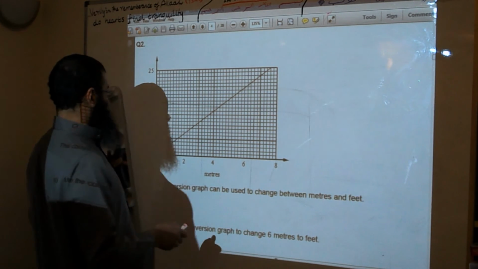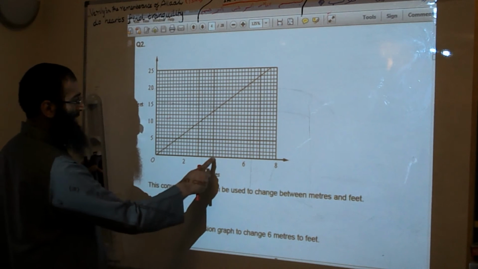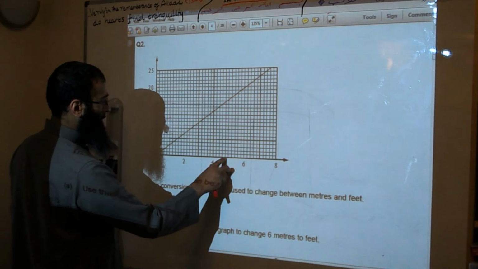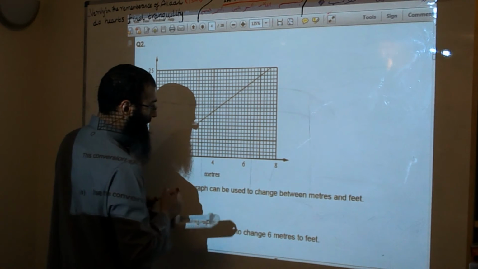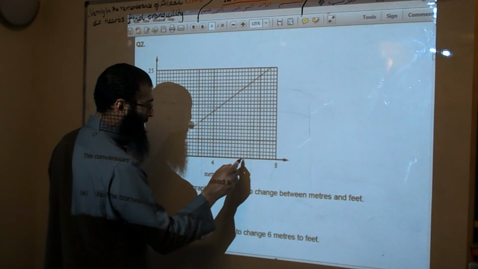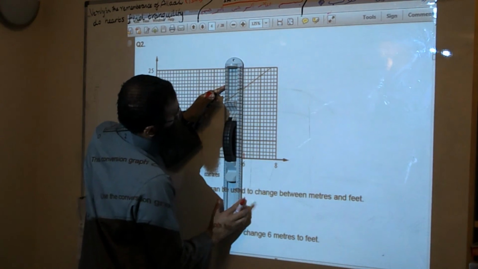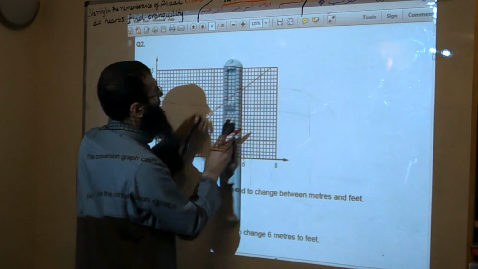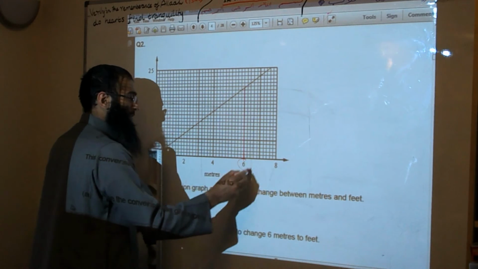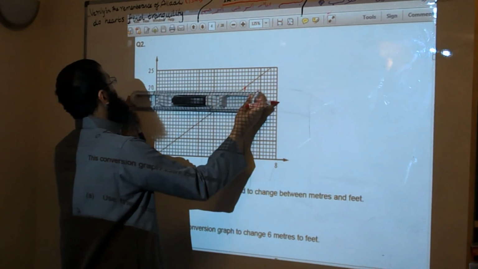It's not very clear, is it? 2, 4, 6. Folks, are there 10 little squares in it? Yeah. I'm trying to find exactly where it is, because this would be a dark line there. That one there. So draw a line straight up. We're starting at 6 meters, we hit the graph, and then from there we go straight across.